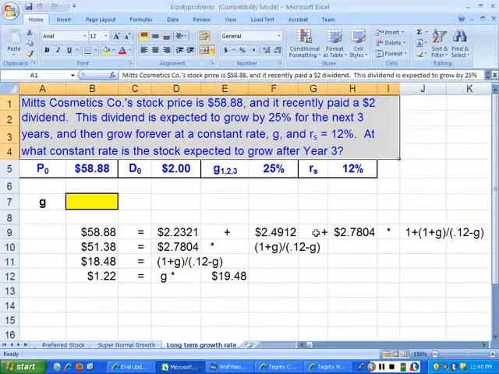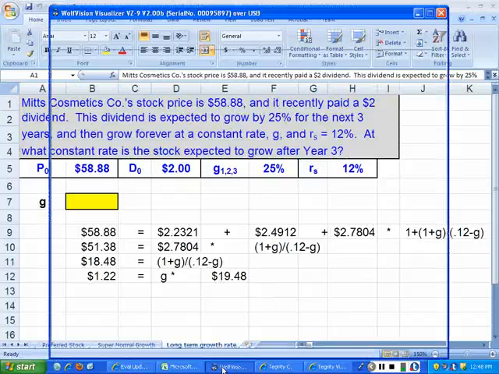So here we've got MITS Cosmetics Company, which has a stock price of $58.88. It recently paid a $2 dividend, D sub 0. The dividend is expected to grow by 25% for the next 3 years, and then forever it's supposed to grow at a constant rate, so anything beyond that time period. We don't know what that rate g is, and it's what we're going to need to discover. Suppose that the cost of equity, or R sub S, is 12%. So they want to know what is that constant growth rate.